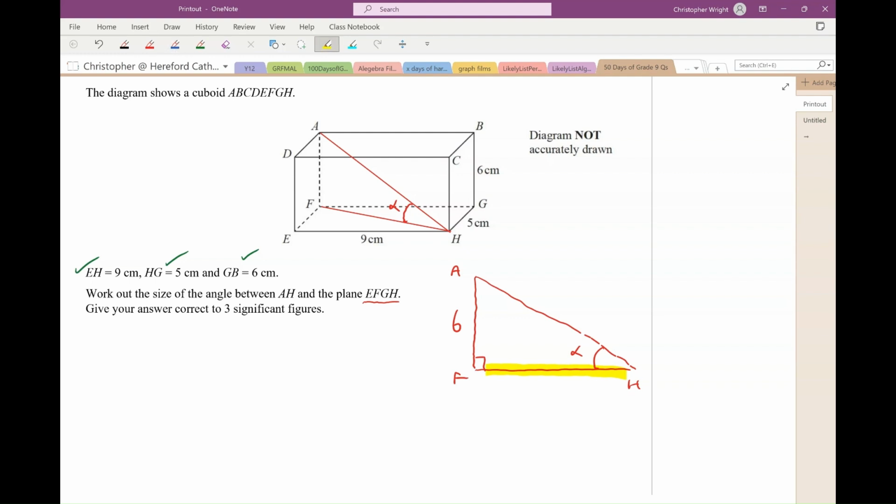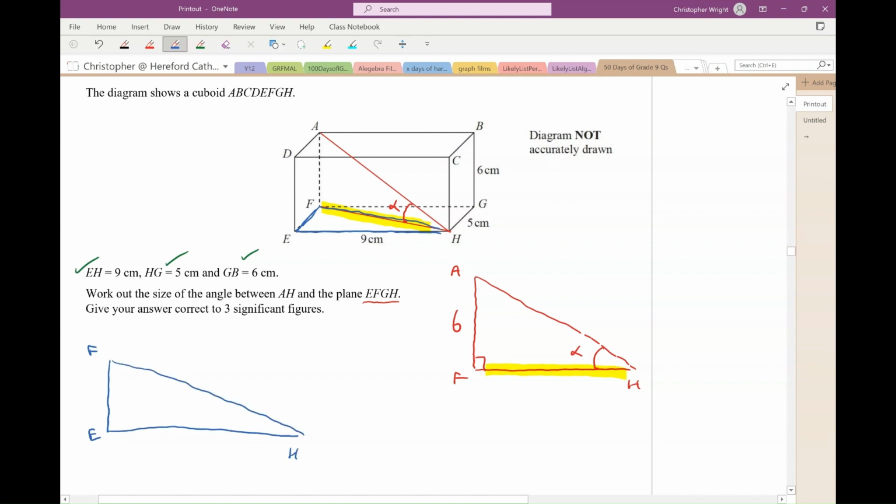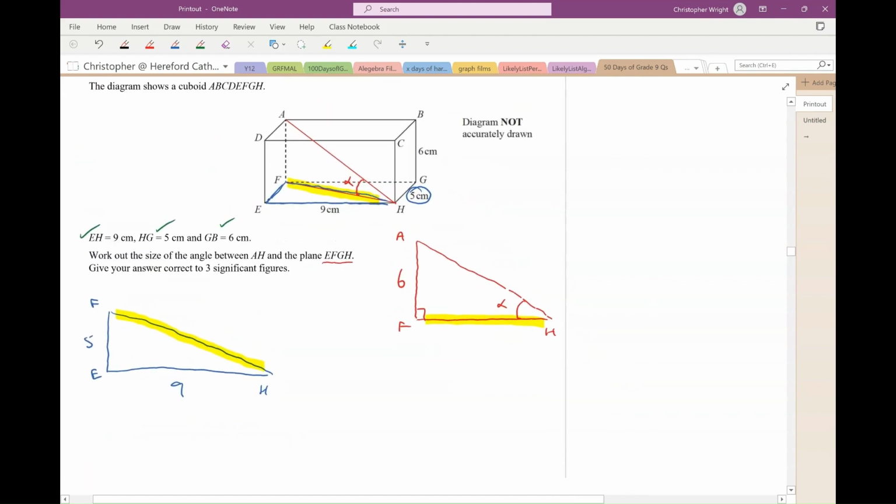Let's have a look at FH in the diagram here. Here it is. Can I find that by using this right angle triangle, the one that's on the base of the shape? Can't I use that right angle triangle? Let's have a look. That's F to E, and then along to H. Now, what do I know about that triangle? I know FE is 5, isn't it? And I know EH is 9. So I can find this length here just using Pythagoras. Okay, brilliant. So I'm in business, I think.